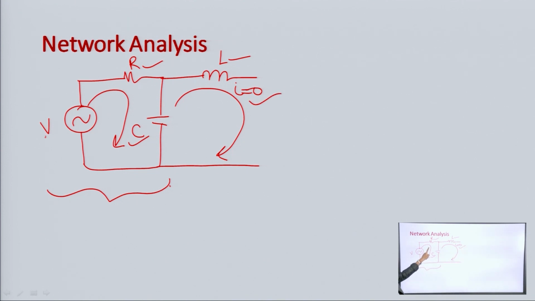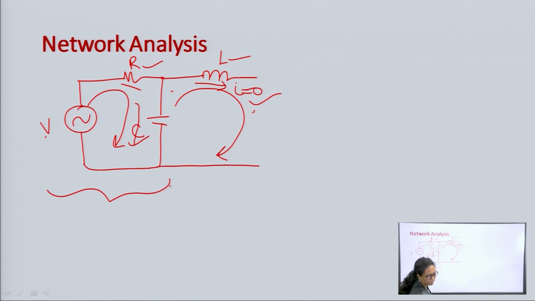So we can calculate the current across this resistance also, we can calculate the current across this capacitor also. We can calculate the current across this L also, but since it is not a closed loop, the current will be 0, right. So this is how the network analysis is done, right.